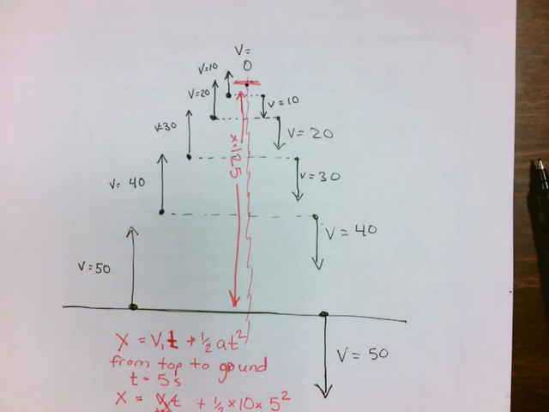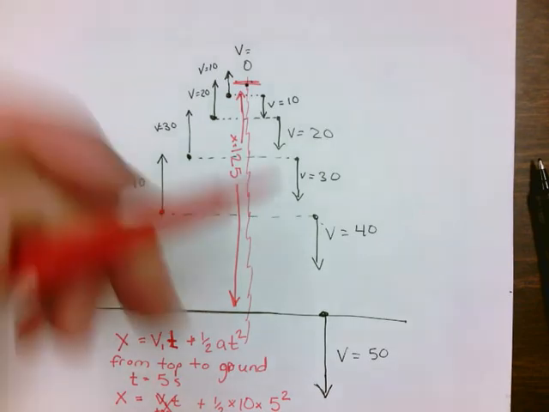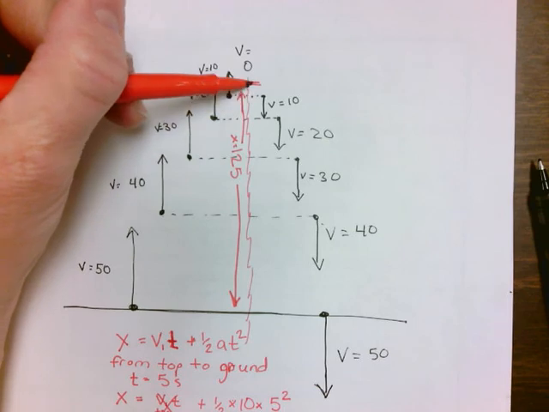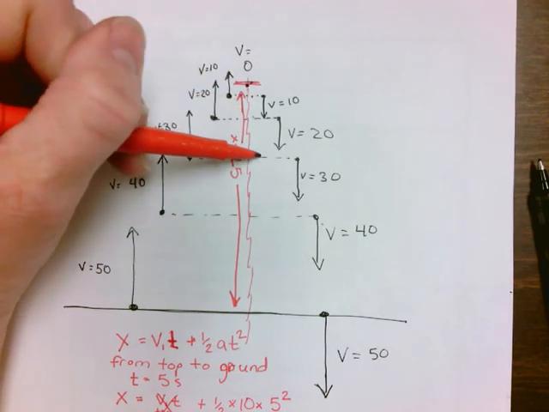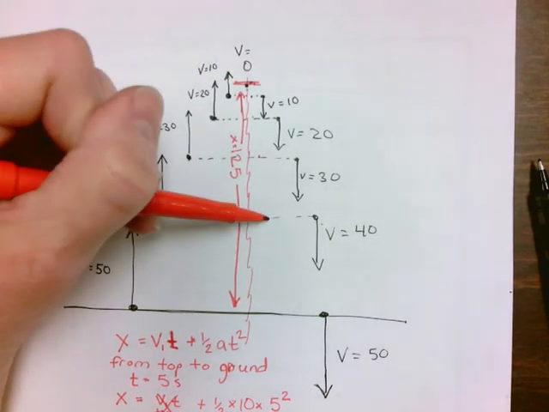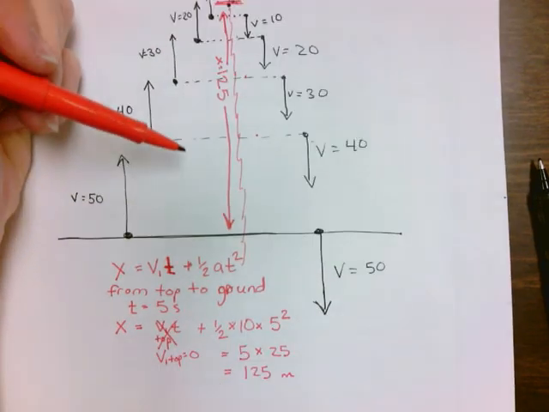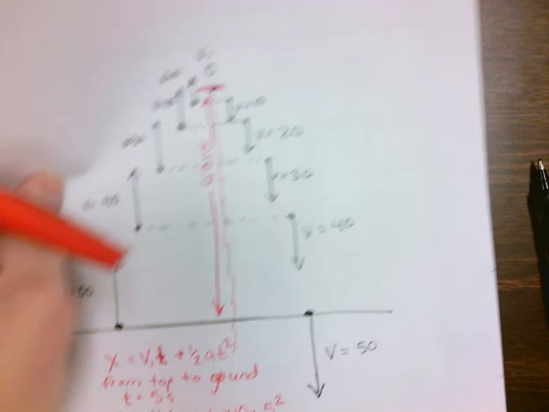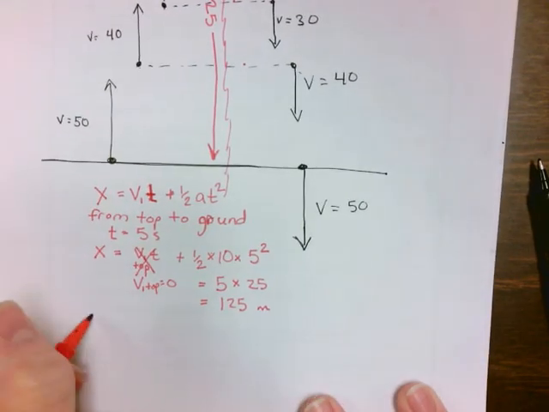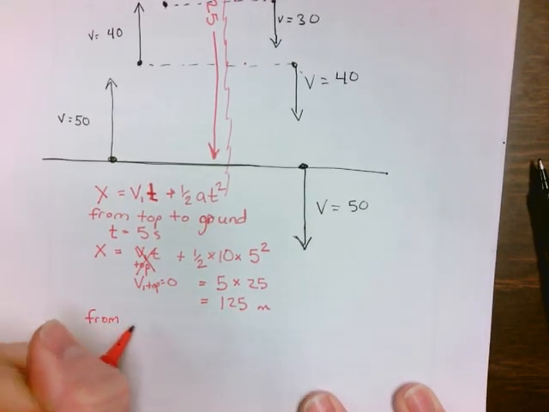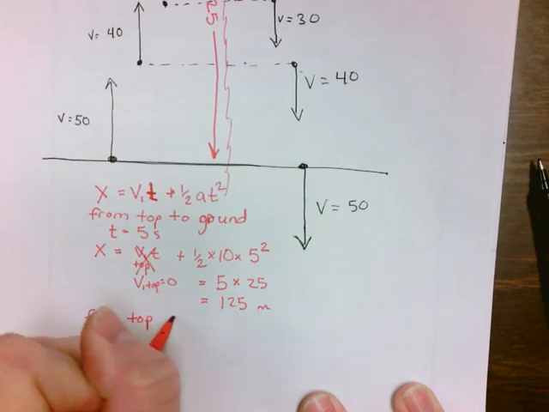Now I might like to know where is it every second. So again, I'm going to figure out how far it falls in 1 second, how far it falls in 2 seconds, how far it falls in 3 seconds, how far it falls in 4 seconds, and then I can know where it is throughout its trajectory. So I'm using the same equation. I'm using this idea that from the top, again, each second.